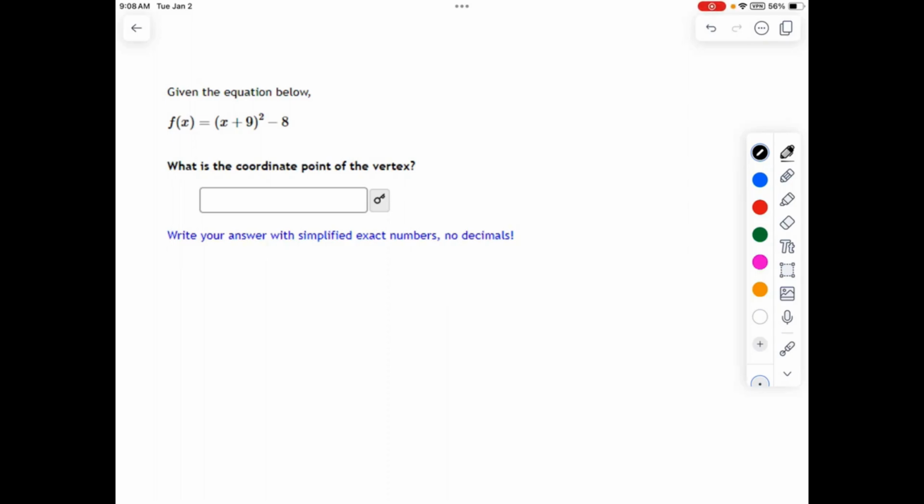What is the coordinate point of the vertex? All right, so when we're looking at this, coordinate point of the vertex. Vertex, if you remember, is the turning point of the graph. It's that maximum or minimum for a quadratic. A quadratic is a nice U-shaped graph, and it can either be facing up or facing down. The vertex is going to be that minimum or maximum, that turning point.